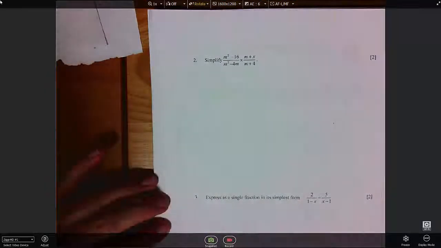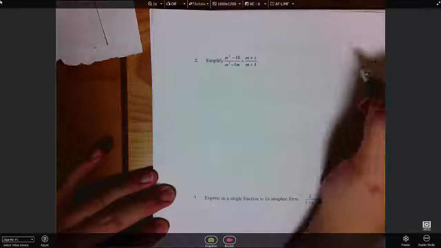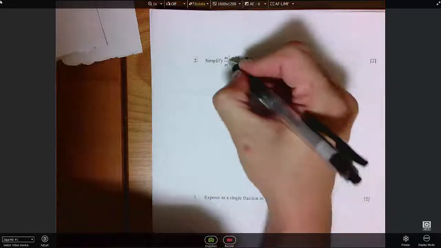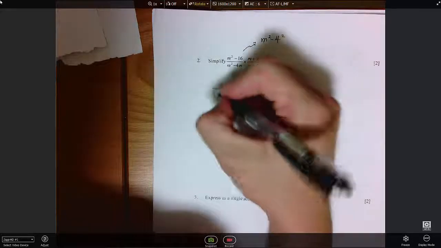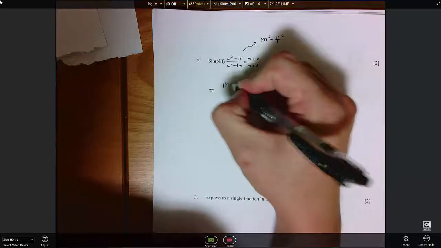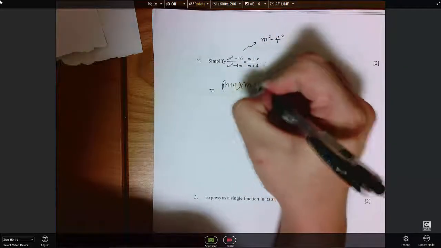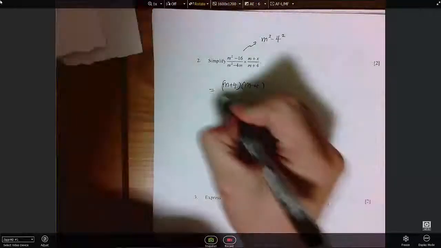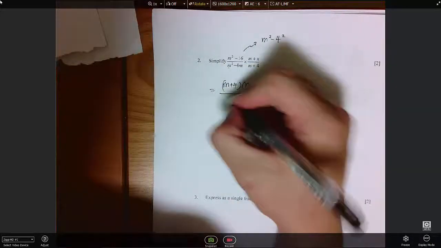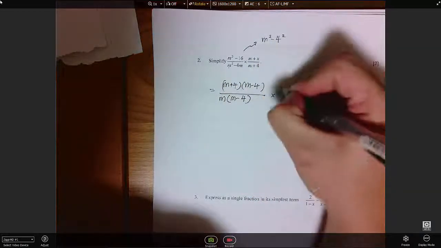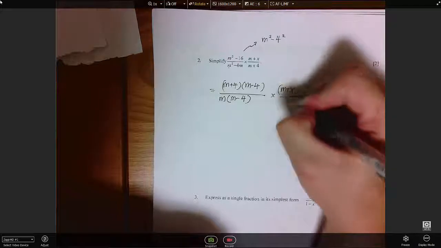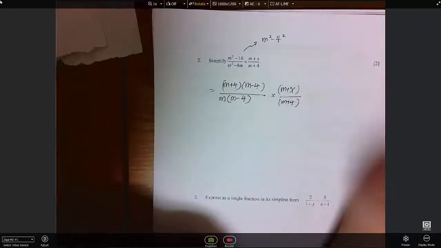Question 2. M squared minus 16. If you notice, for many of you, I have circled this, factorize this: a squared minus b squared. This can be written as m squared minus 4 squared. So if I factorize the numerator, I get m plus 4, m minus 4, like this. Denominator m squared minus 4m, factorize out m, I'm left with m minus 4 times m plus x, put a bracket there, m plus 4.